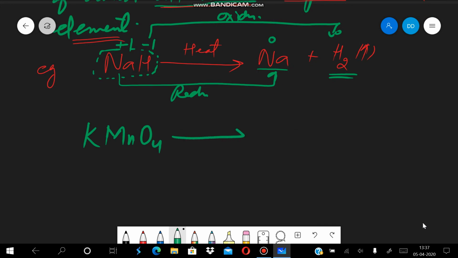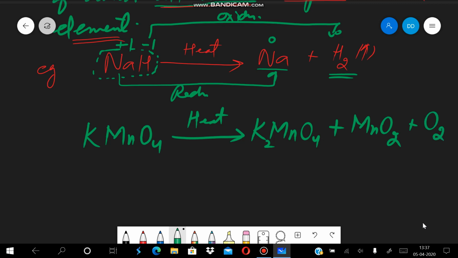Now if potassium permanganate is heated strongly, we get three products in this case: potassium manganate, manganese dioxide, and oxygen. There are three products, out of which oxygen is in the elementary state. Now see the oxidation numbers. In potassium permanganate, manganese is in +7 oxidation state, and in the product side, manganese is in +6 and +4 oxidation state.